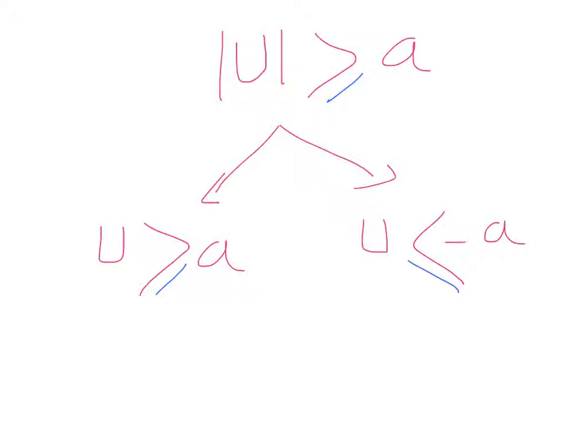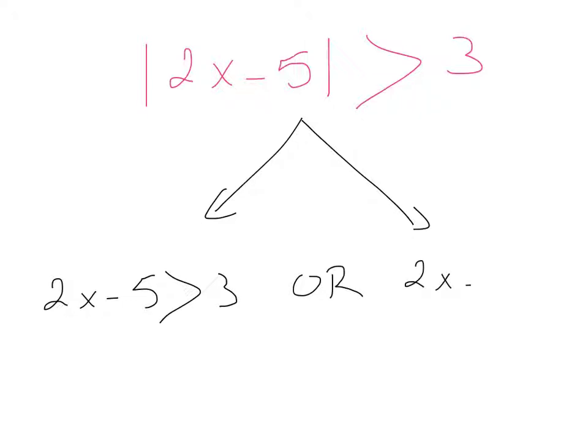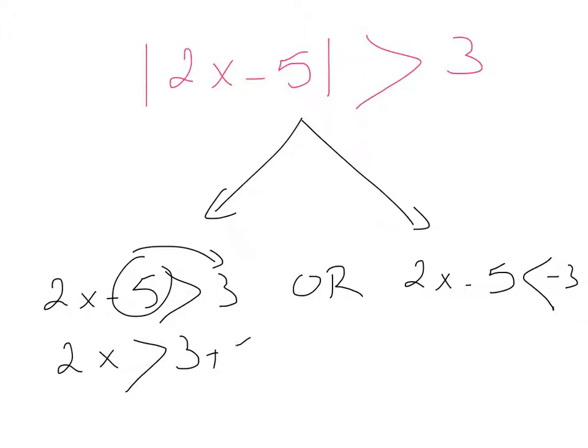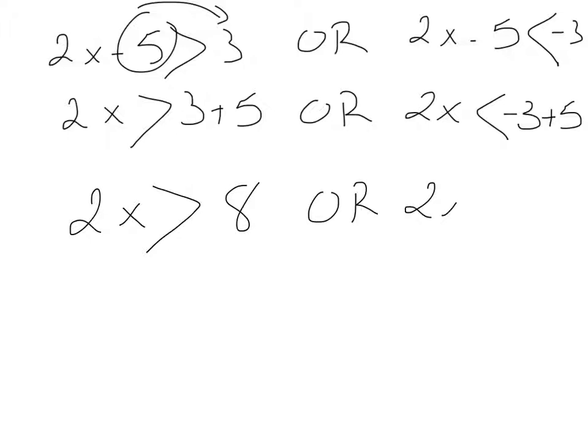Okay, let's take an example for this. Here we have the absolute value of 2x minus 5 greater than 3. By using the rule, we get 2x minus 5 greater than 3, or 2x minus 5 less than -3. Here we move -5 to the other side, so it will be plus 5: 2x greater than 3 plus 5, or 2x less than -3 plus 5. Here we have 2x is greater than 8, or 2x is less than 2.